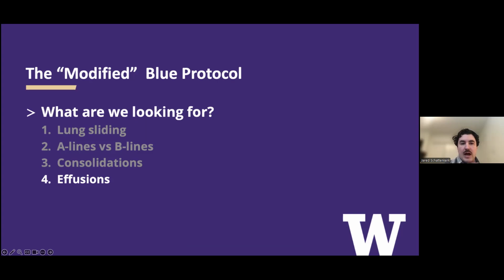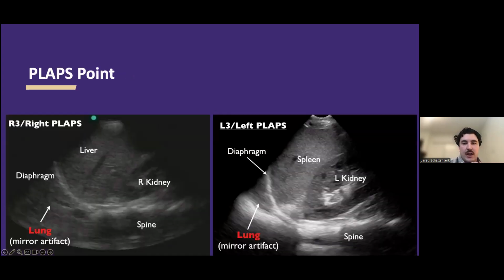And so the last aspect of the modified BLUE protocol that we'll be looking at is effusions. We've gone through the first six spots, three on each side, and then we'll finish our evaluation looking at the PLAPS point. PLAPS stands for posterior and/or lateral alveolar and pleural syndrome, which doesn't make a lot of sense to me. So I just call it the PLAPS point.